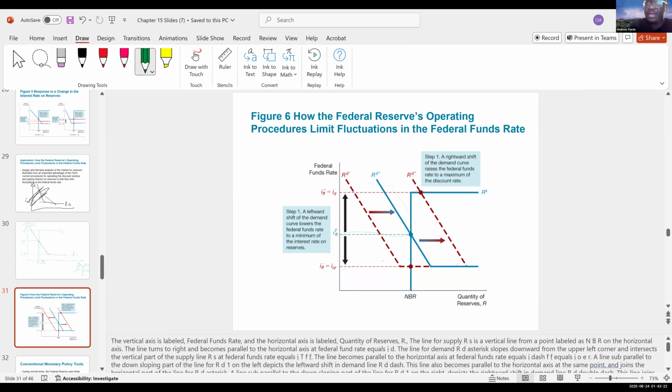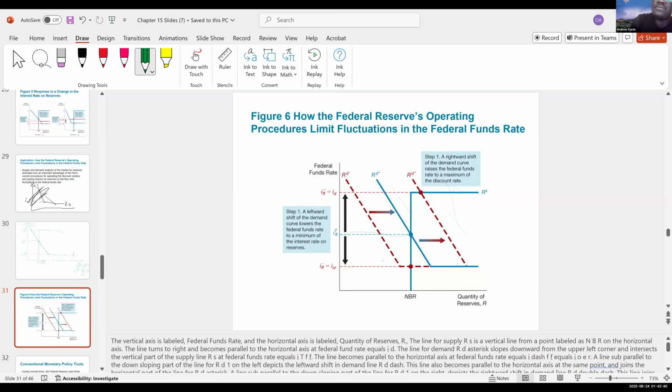Once the shift of the demand curve reaches a flat portion of the supply curve, like this dashed line, further shift of the demand curve to the right will have zero effect on the interest rate. That means interest rates have already reached their maximum ceiling. And then the converse is true.